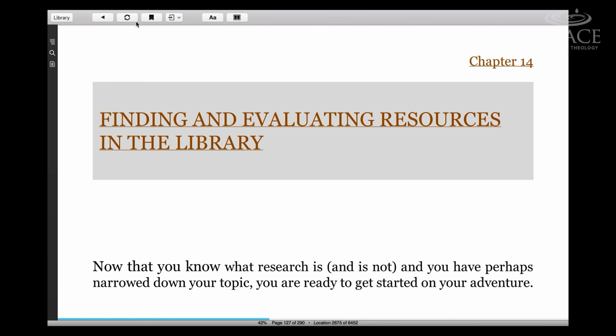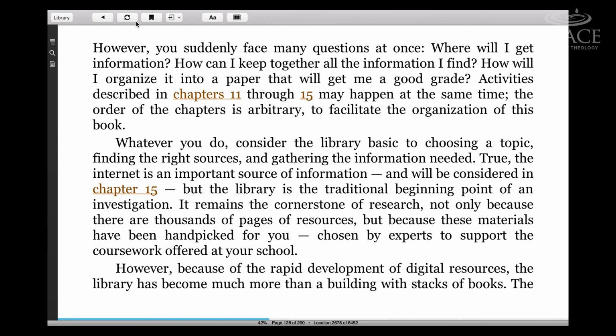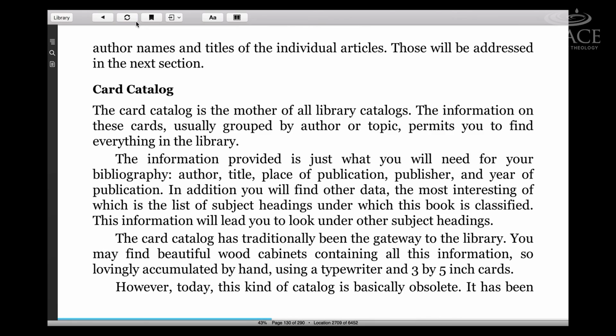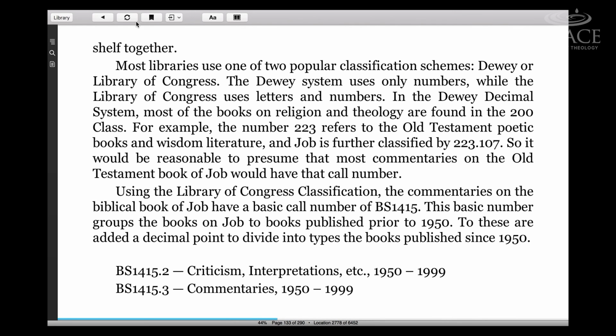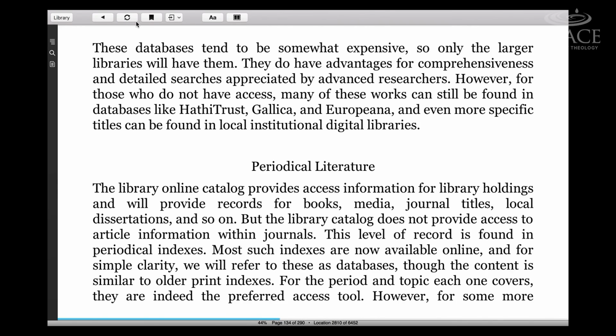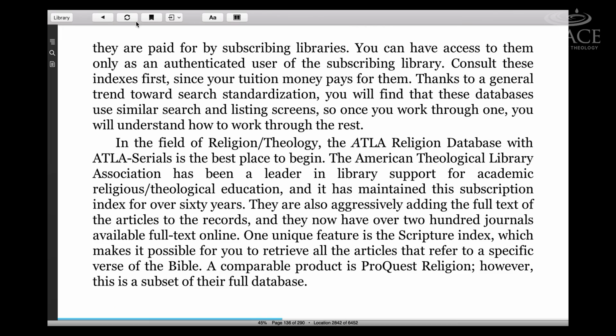Okay, let's switch to chapter 14 now, finding and evaluating resources in the library. Want to focus on the section called reference materials. Some of the videos we want you to watch will be well-done videos by our librarian, Professor Cox, on using various aspects of the library. So I'm going to leave that part to those videos. And a lot of what I'm skipping through here is covered in that.